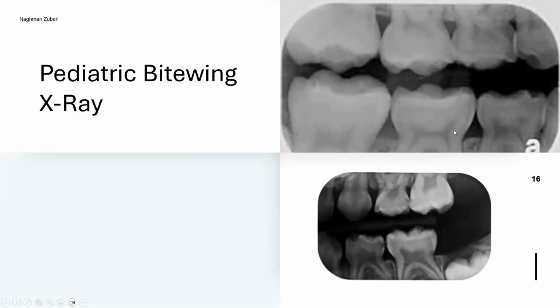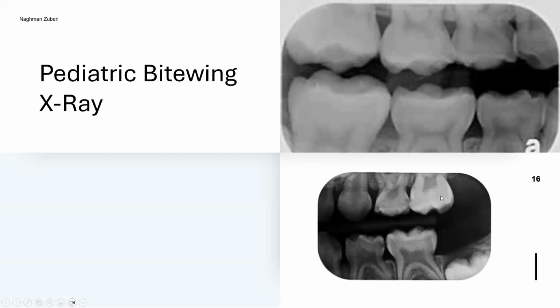I have already mentioned that for the pediatric bitewing X-ray, always take the X-ray in such a way, like over here, it is the first molar, lower, it is the permanent molar. This is the first permanent molar, upper. Then the deciduous second molars and deciduous first molars. Whatever tooth is the last one, we have to take the X-ray in such a way that it covers the distal surface of that last tooth in the arch, both upper and lower on the same side.